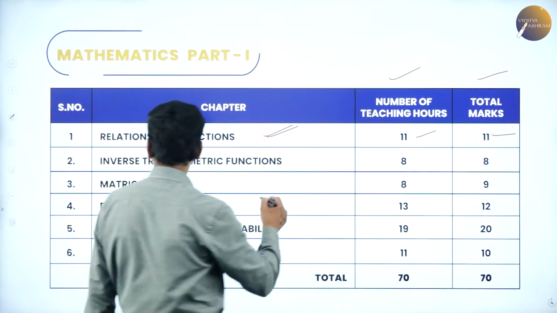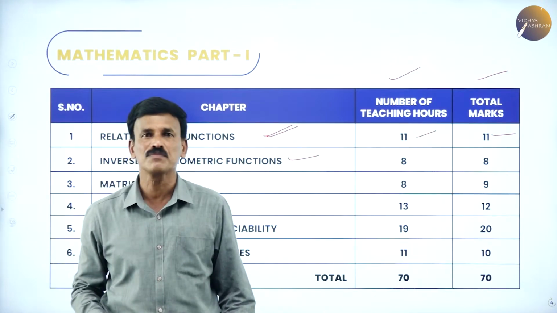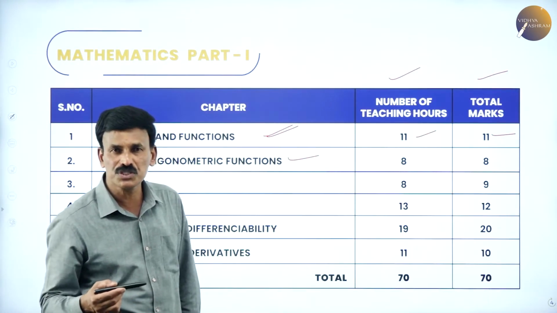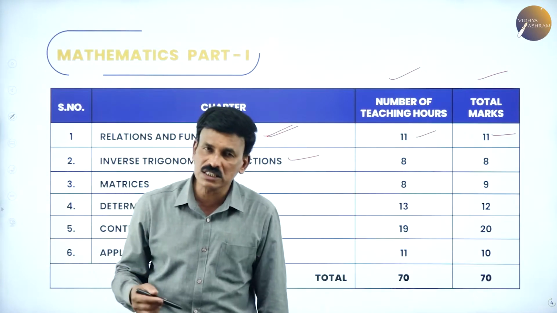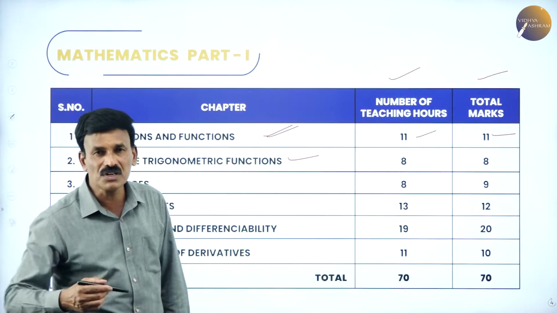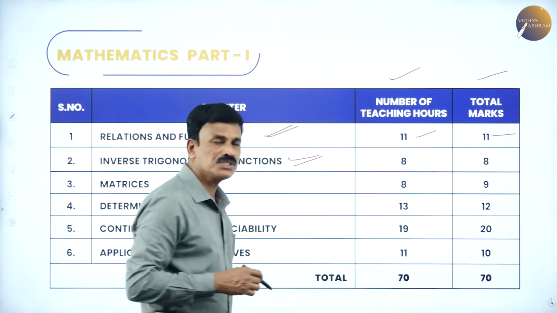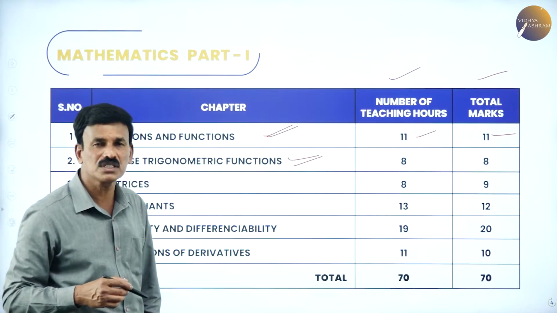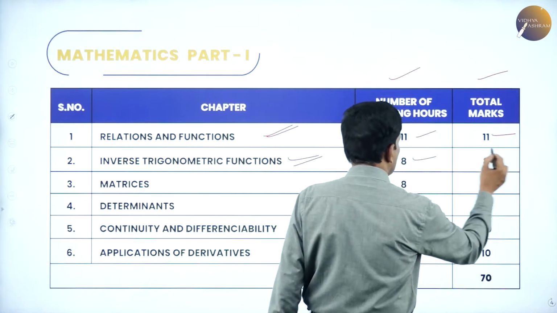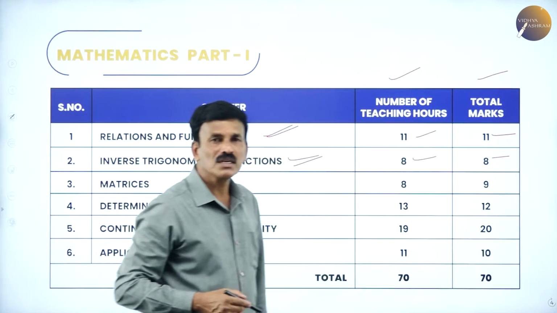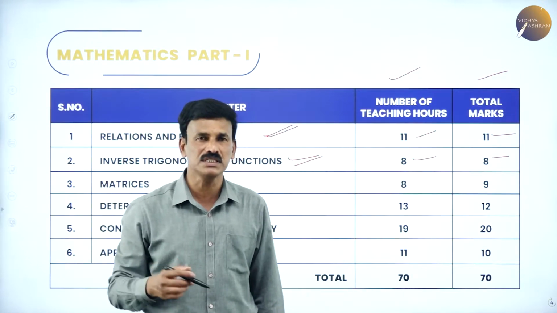And the next very important chapter and the easiest chapter is the inverse trigonometric function. You might have studied trigonometry in your first PUC, so this is the extension of trigonometry to inverse functions. We are going to study the same concept for inverse functions in 2nd PUC. The marks you are going to get from this chapter is 8 marks, and the total number of teaching hours is also 8 hours.